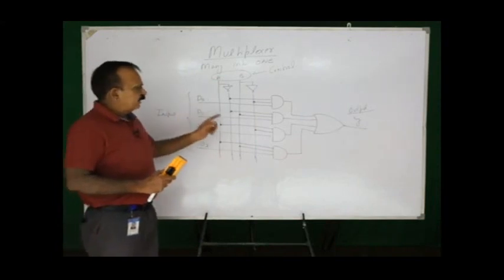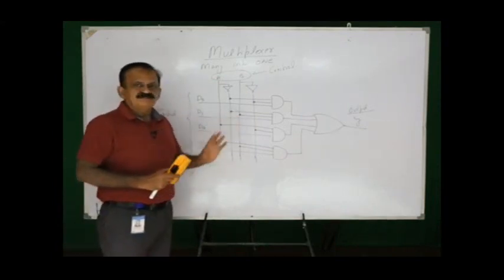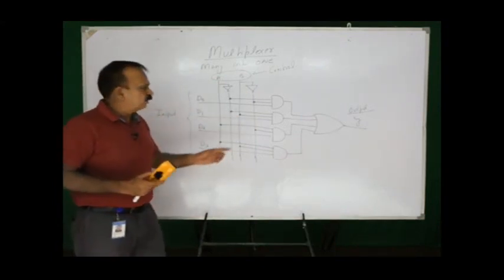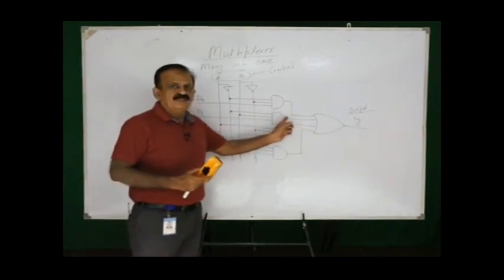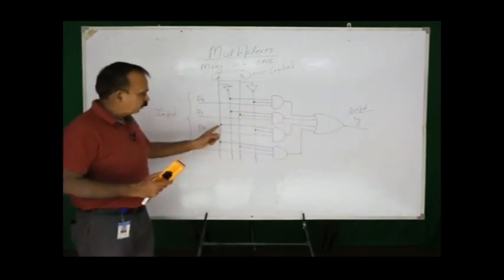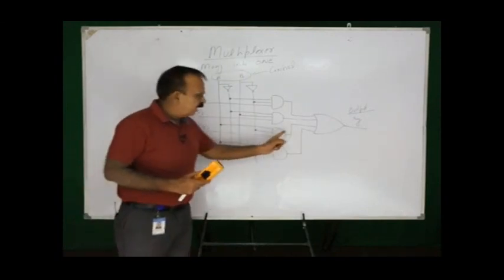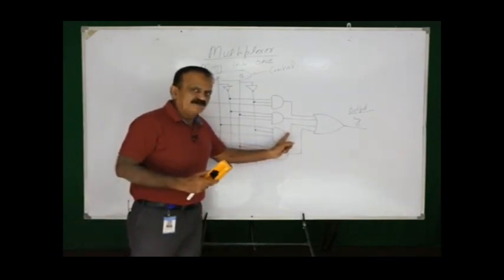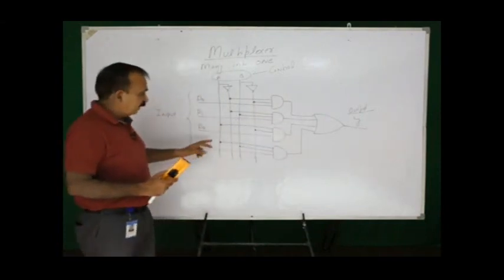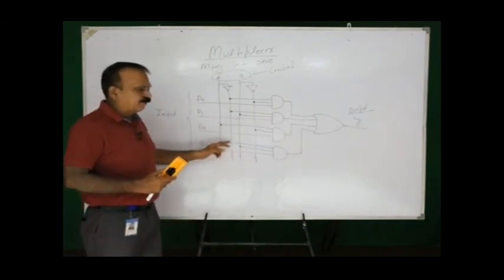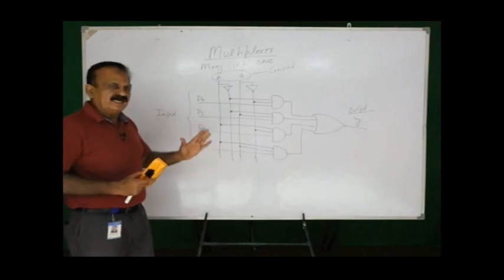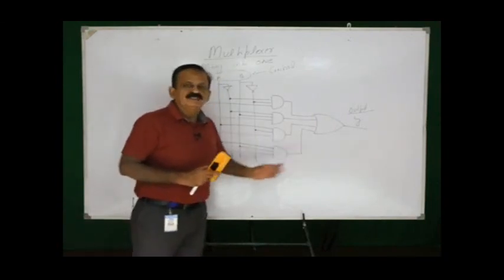In the next one, it is connected with A bar and B. Since B is equal to 0, the output of this AND gate will be 0. And what about this? This is connected with A. Since A is equal to 0, again the output of this AND gate will be 0. And the last, it is connected with A and B. The output of the last AND gate will also be equal to 0.